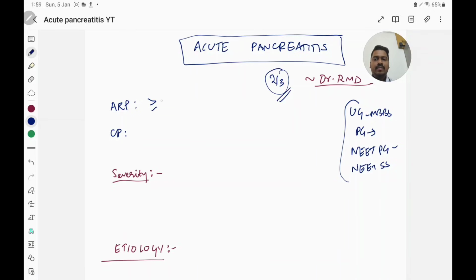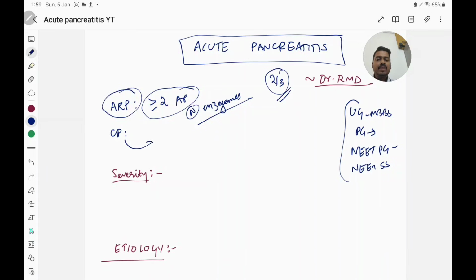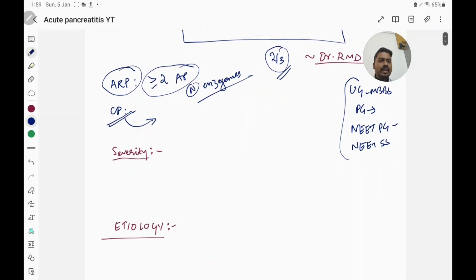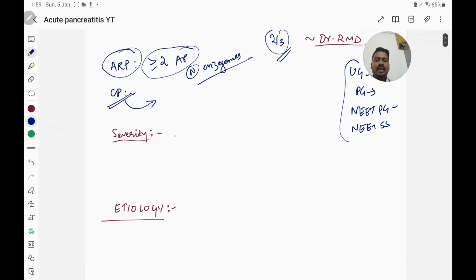Acute recurrent pancreatitis is 2 or more episodes of acute pancreatitis with a normal level of enzymes in between. So enzymes should normalize in between, and if there are 2 or more episodes of acute pancreatitis, then we call it acute recurrent pancreatitis. And if the pancreatic inflammation goes on for a long time with fibrosis and all, then we name it chronic pancreatitis. So how do we assess severity of pancreatitis, whether it is mild or moderate or severe?